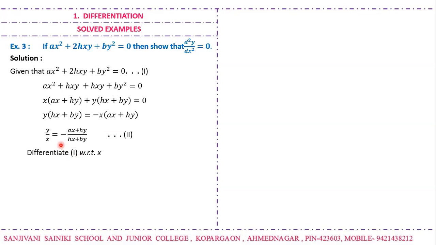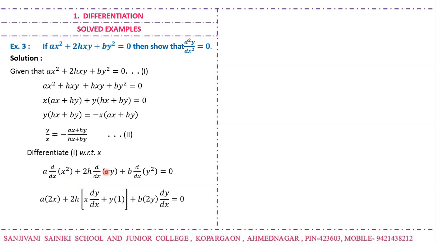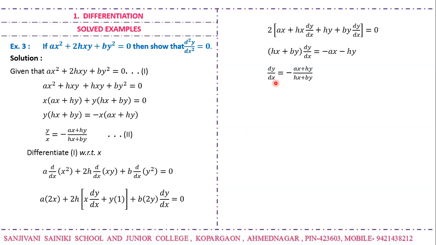So differentiating the given function, equation number 1, with respect to x. Now a is a constant, derivative of x square is 2x, and 2h is a constant, d by dx of xy. To find the derivative of xy, we have to use the product rule: first function as it is times derivative of the second function plus second function as it is times derivative of the first one, plus b times d by dx of y square. Its derivative is 2y dy by dx. So after finding the derivative, take dy by dx common from these two terms and find out the value of dy by dx.